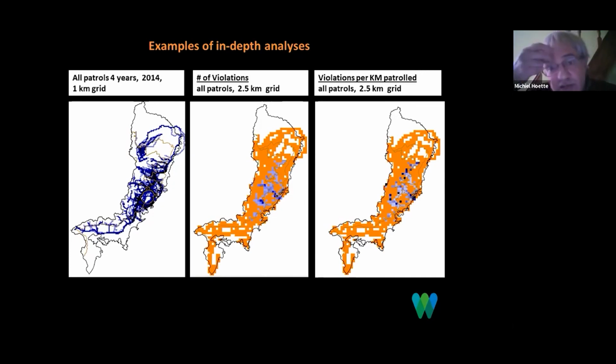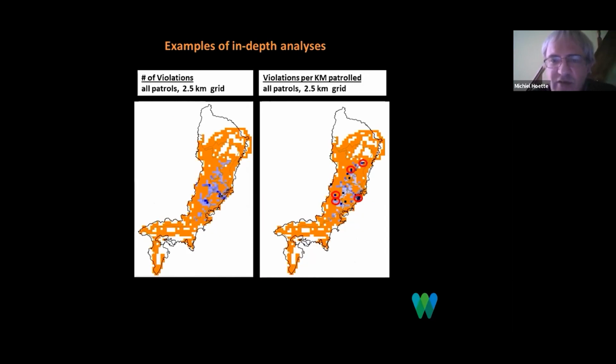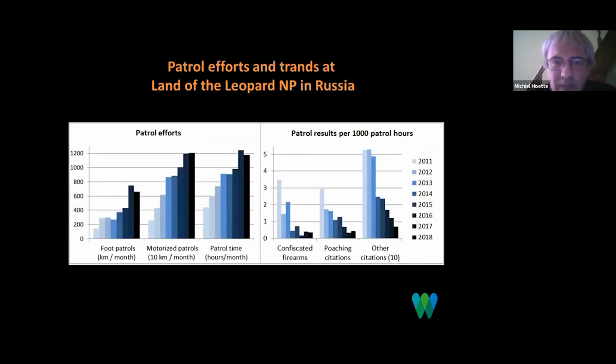And it makes sense that when certain blue squares are darker on the right than on the left, to put more patrol focus on those areas. Because those are basically areas that you didn't visit that often, but when you visit them, relatively often you bumped into a violator. So they deserve more attention. So this is one way to optimize your patrol focus using SMART.